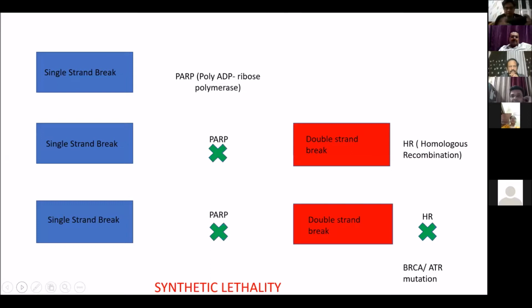So now consider that under any circumstance, due to any condition, PARP is not working. So this single stranded DNA break will replicate into a double stranded DNA break, but it will be taken care of by the homologous recombination pathway. So the cell will survive, whether it's a cancer cell or a normal cell. But when PARP is not working and the HR is not working, the cell is going to die.